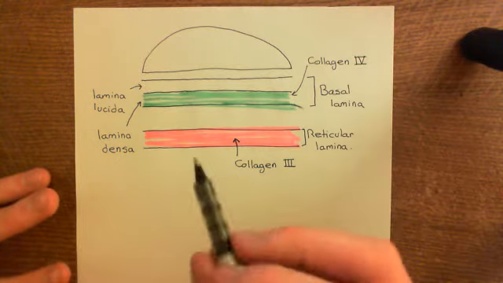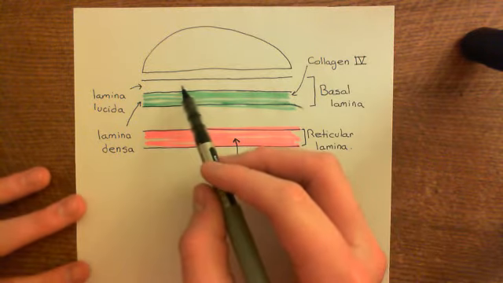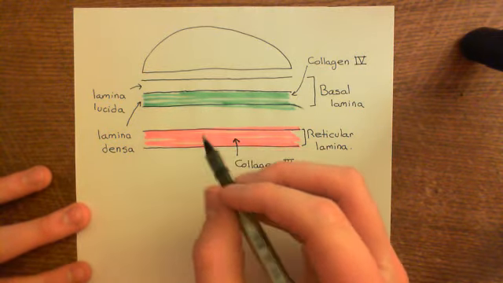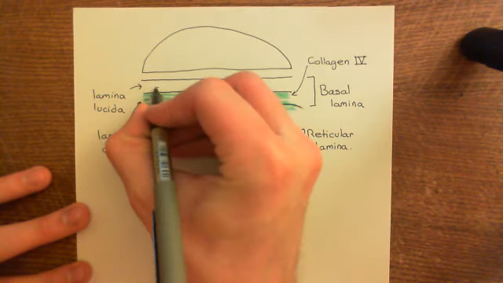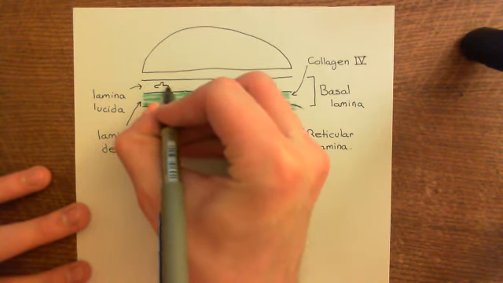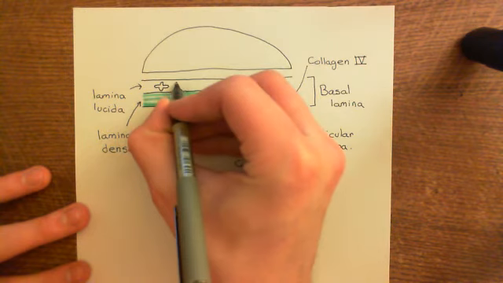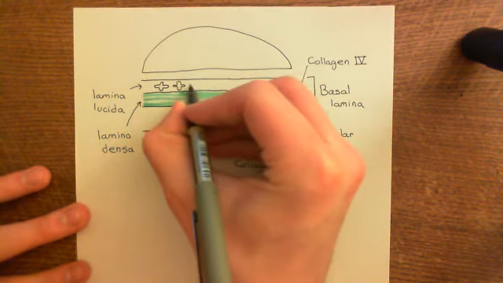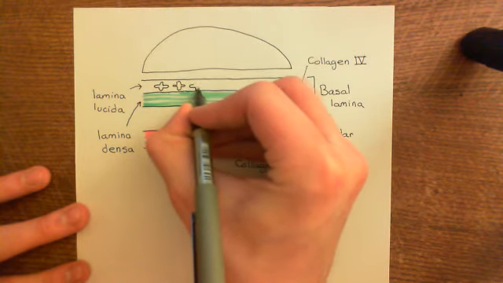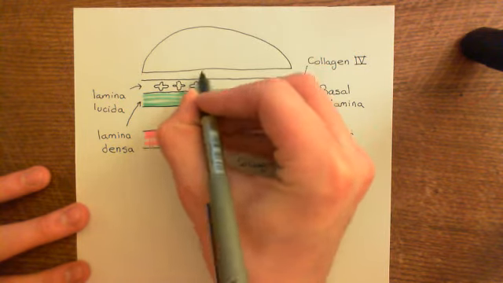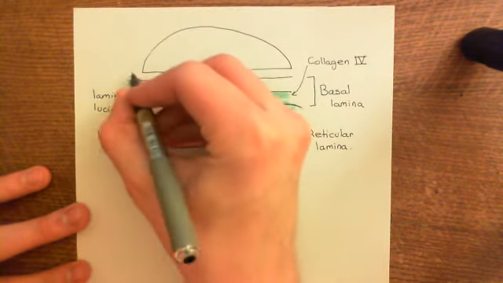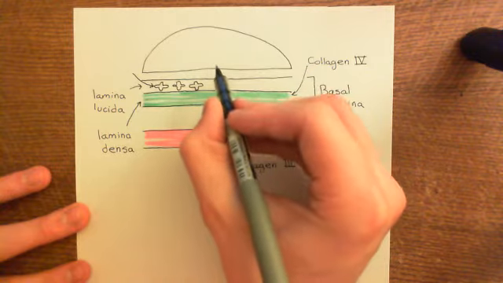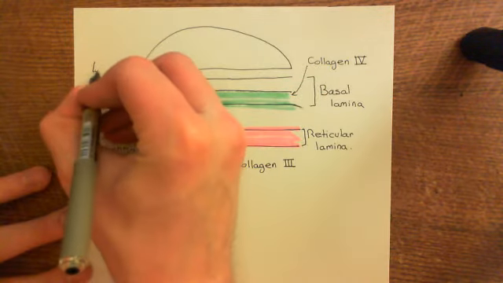Now, the lamina lucida doesn't consist of collagen. Instead, it consists of a bunch of proteins known as laminins, which are often drawn like a four-leaf clover shape. So here are some laminins. These are going to be very important because, as you can see, this is the layer that's closest to the epithelial cell. So these laminins are what the integrin in the epithelial cell is actually going to attach to.